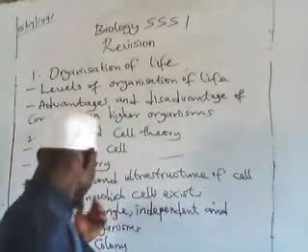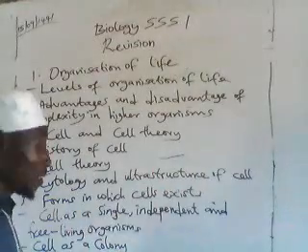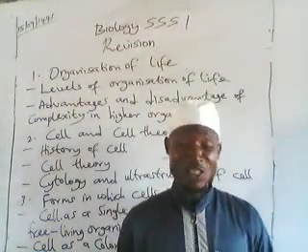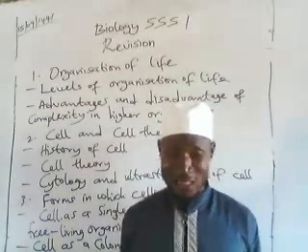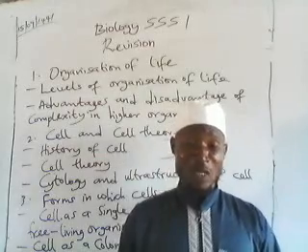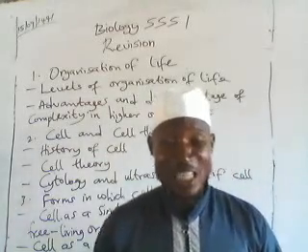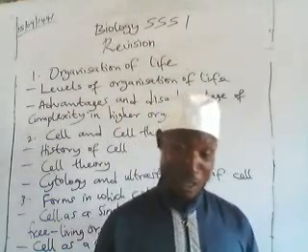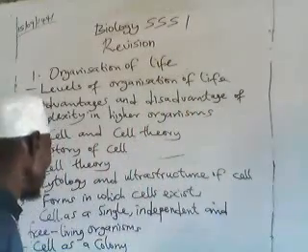Then system. I gave you the meaning of system. That system is the combination of several organs. These organs may not be similar. They can be different organs that combine together to perform vital functions of life. Example of system, we have respiratory system and others. Not to waste our time, go and read your notes.